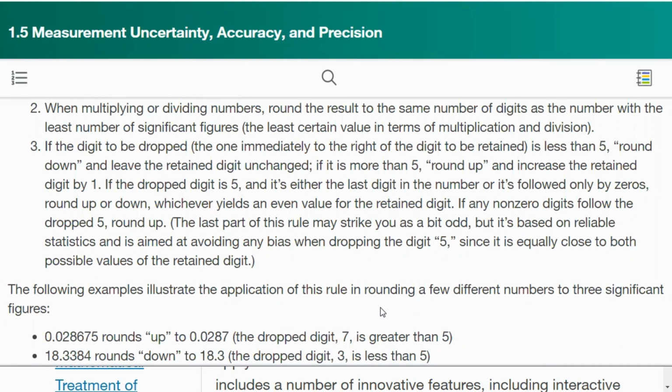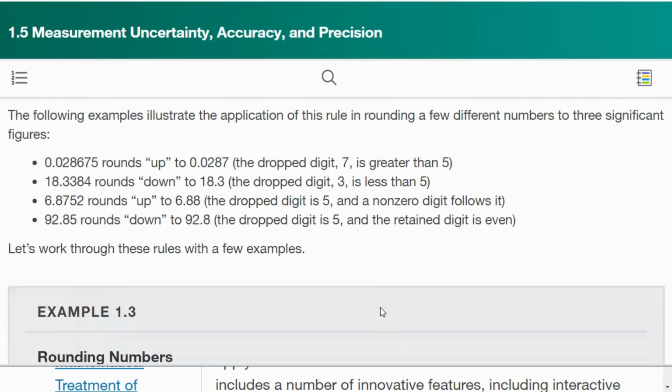The last part of the rule may strike you as a bit odd, but it's based on reliable statistics and is aimed at avoiding any bias when dropping the digit 5, since it is equally close to both possible values of the retained digit. The following examples illustrate the application of this rule in rounding a few different numbers to 3 significant figures.